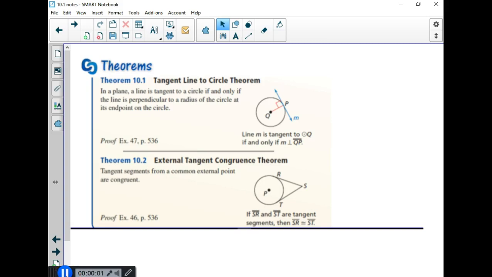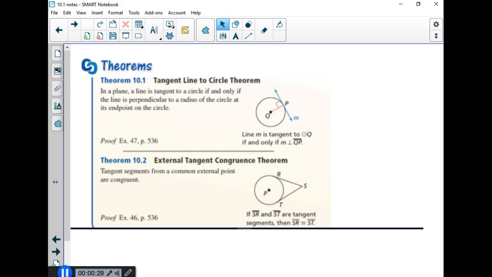All right. So another new theorem: tangent line to circle theorem. So in a plane, piece of paper, if a line is tangent to a circle, if and only if the line is perpendicular to a radius of the circle at its endpoint. So the first example, QP is perpendicular to line M.